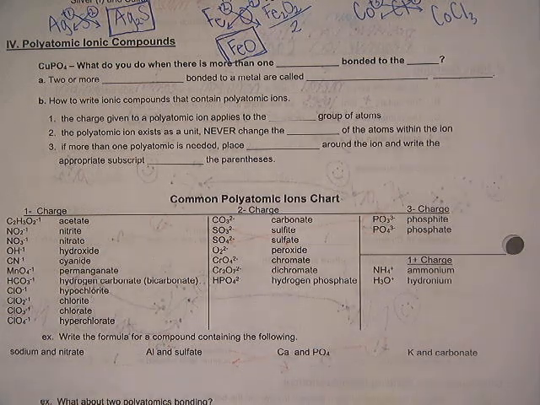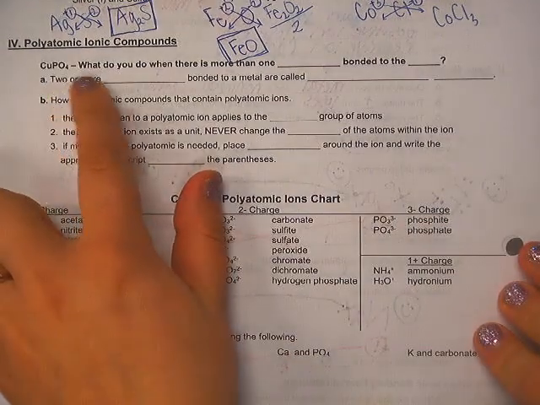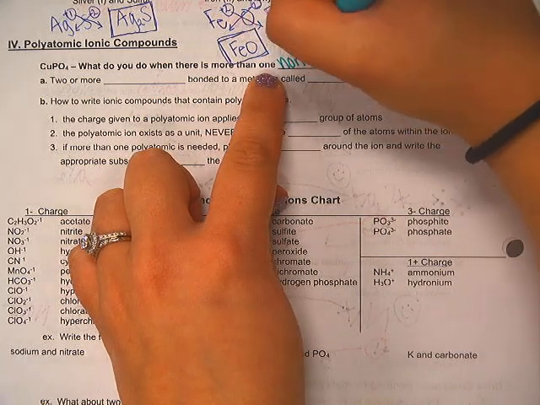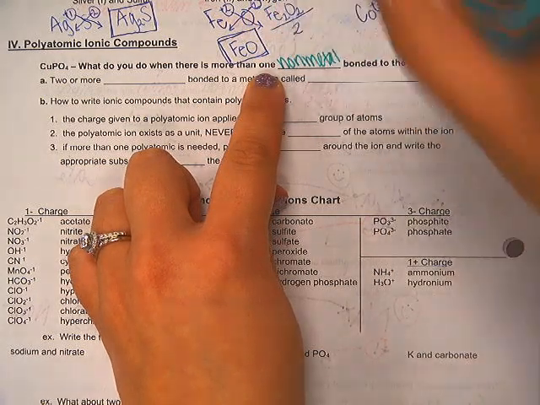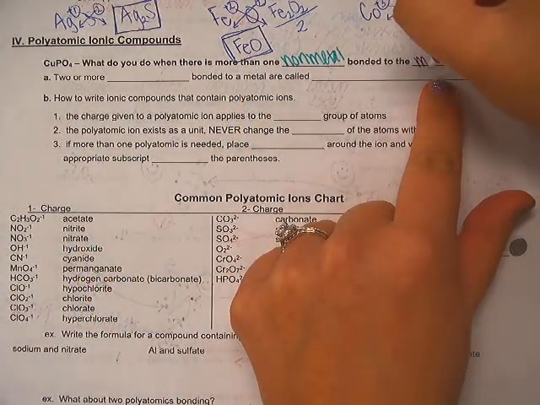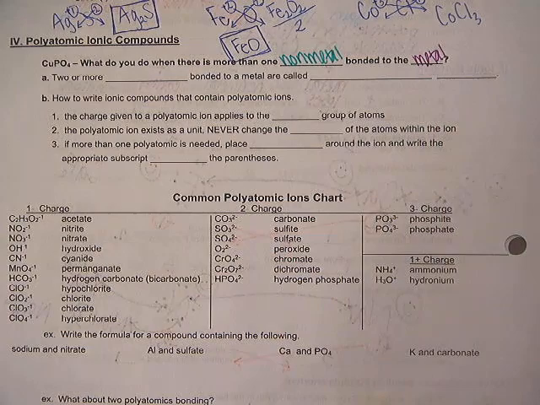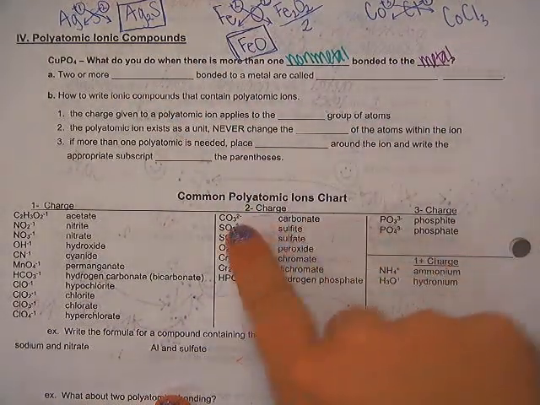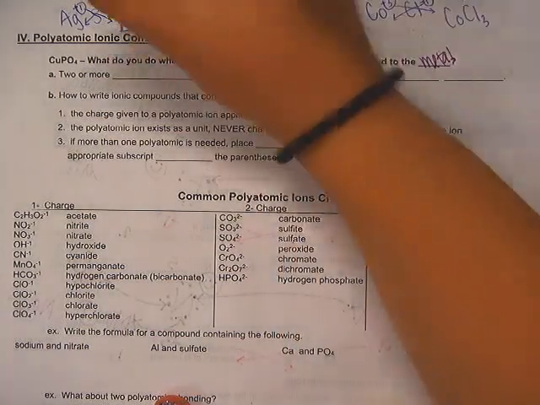The bottom half of page 2 is talking about compounds that contain polyatomic ions. And this is really when you have just multiple nonmetals bonded to your single metal. So when there's more than one nonmetal bonded to the metal, so 2 or more nonmetals bonded to the metal are going to be called polyatomic ions. That's this word right here.